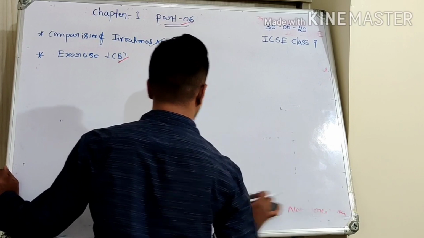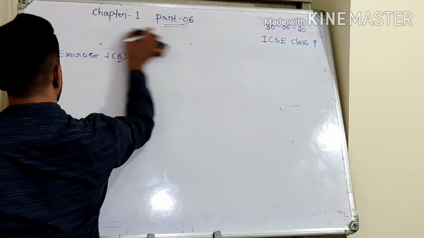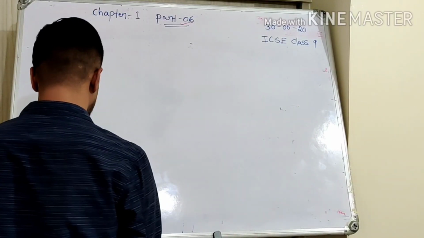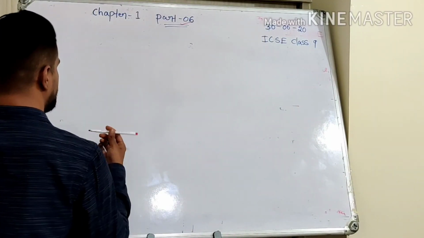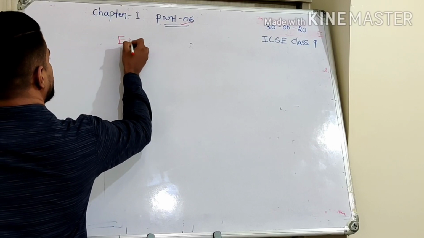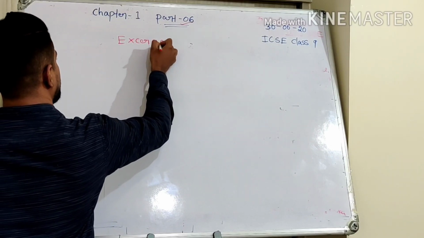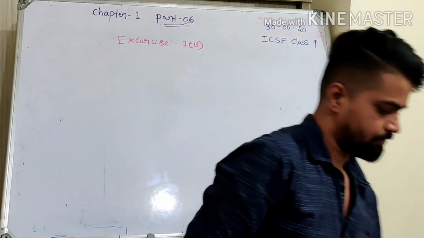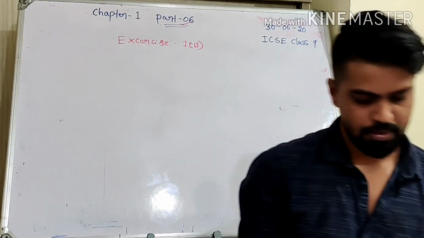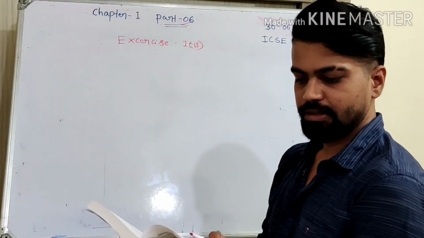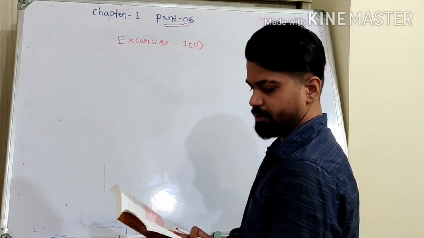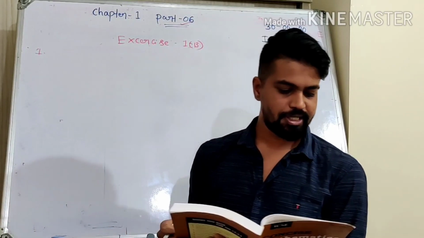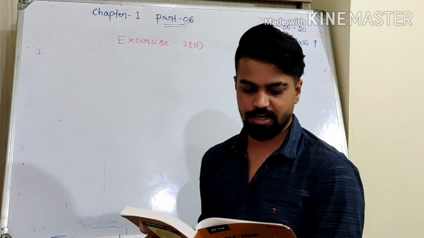So now we are getting into exercise 1B. Again, I will not be solving the entire exercise here. There are some questions which will be left for you to solve as an assignment. So now we are entering the second exercise in this chapter, 1B. Let's see what it is. Let us start with the first question. The heading is: state whether the following numbers are rational or not.